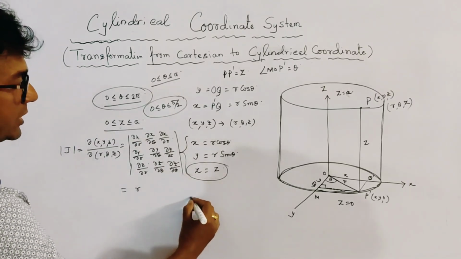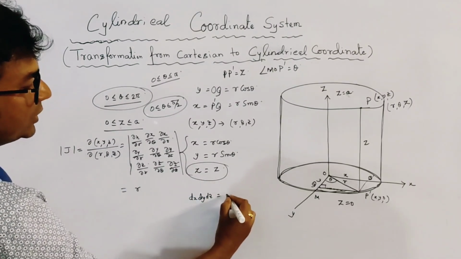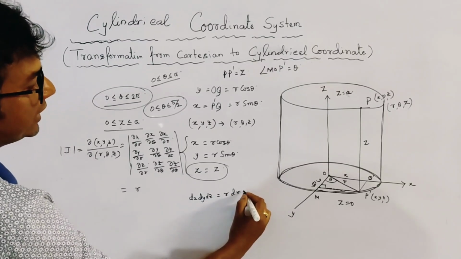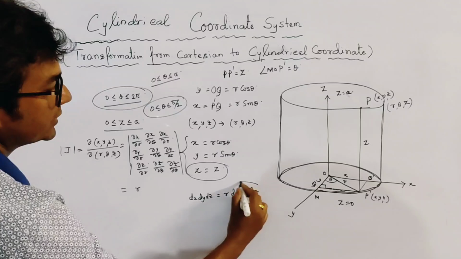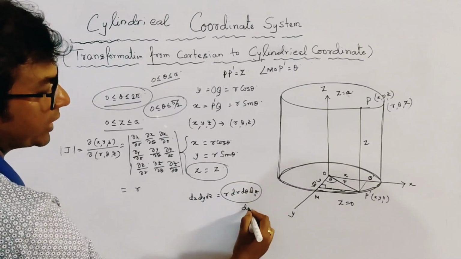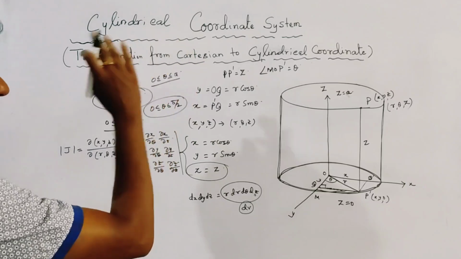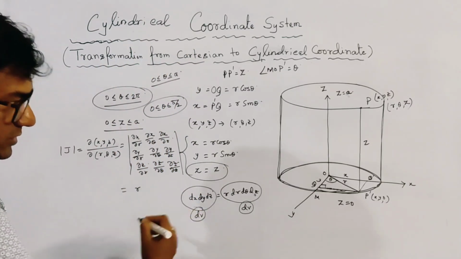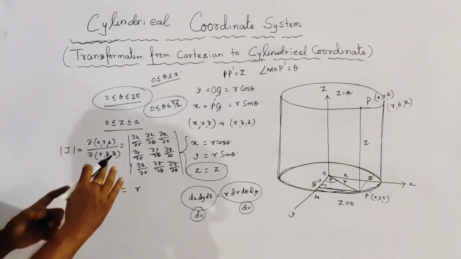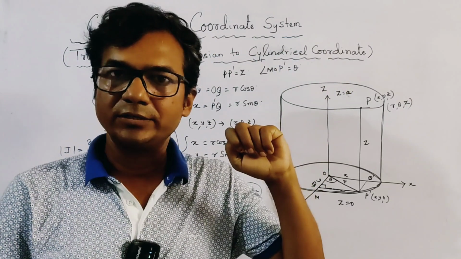So our transformation is dx dy dz to r dr d theta dz. This is the volume element in the cylindrical coordinate system, and this is in the Cartesian coordinate system. This is the transformation from Cartesian to cylindrical coordinates. Clear?